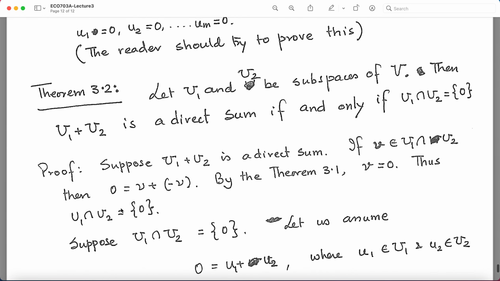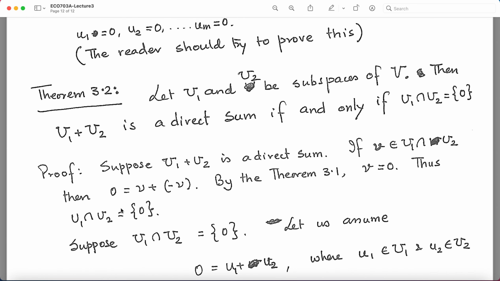This is a very powerful result, I love it actually. If U1 and U2 are subspaces of V, then U1 plus U2 is a direct sum if and only if U1 intersect U2 is 0. It is an if and only if, both way characterization, and that makes it so beautiful and powerful.